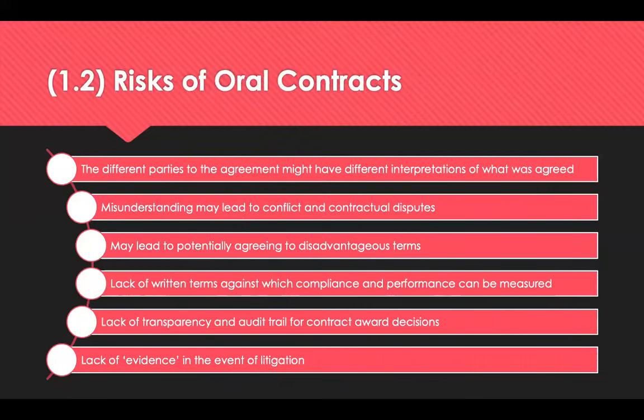Oral contracts between the buyer and supplier are as legally binding as written contracts, and that's apart from the purchase of land and property in England. However, written contracts are preferable as they provide an audit trail and clarity in the event of a dispute. So the risks are that the different parties to the agreement might have different interpretations.